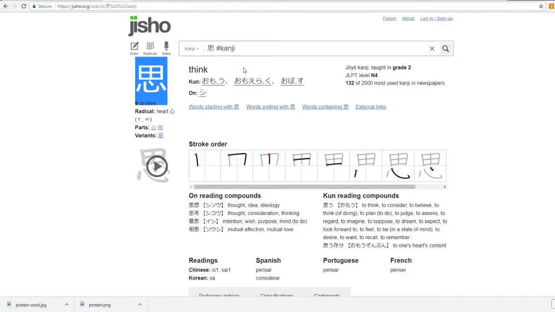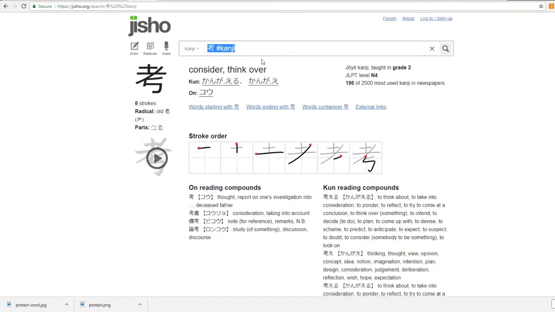Next one we're going to look at is think, and this is rice paddy and heart, but I like to think of it as like brain. Sometimes people think of the symbol kind of like a brain. If you use your brain over your heart, then you are thinking. The kunyomi for it is going to be omo, and the onyomi is going to be shi.